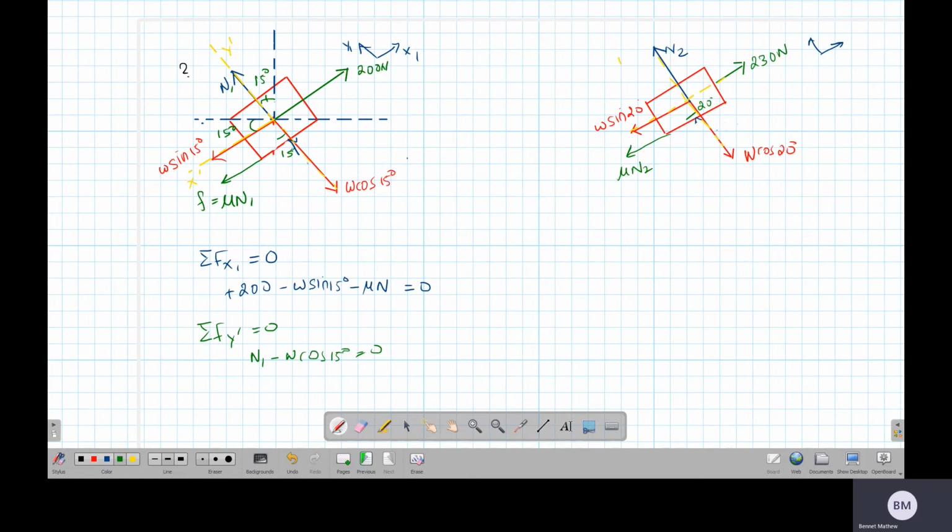Okay, that means n1 equal to w cos 15 degree. Okay, so this I can substitute here. So this is n1. Okay, this I can substitute here and I will get, let's say I'll take these two terms to the other side. So 200 equal to w sin 15 degree plus mu into w into cos 15 degree. So this is equation number 1.